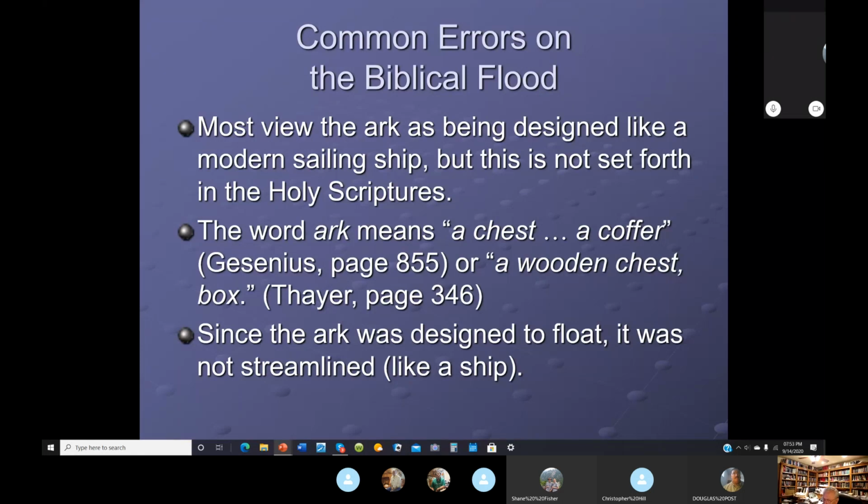Okay? And again, why do we streamline a ship? Well, so it can go through the water easier. Well, if God's just letting it float, it doesn't need to. It doesn't need to be streamlined. It was designed to float. It's not streamlined like a ship.